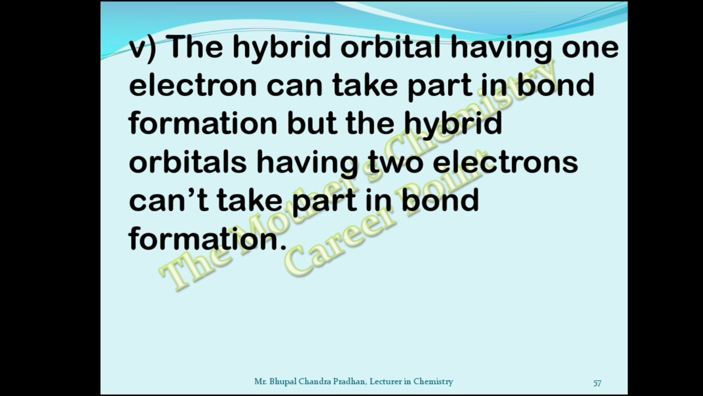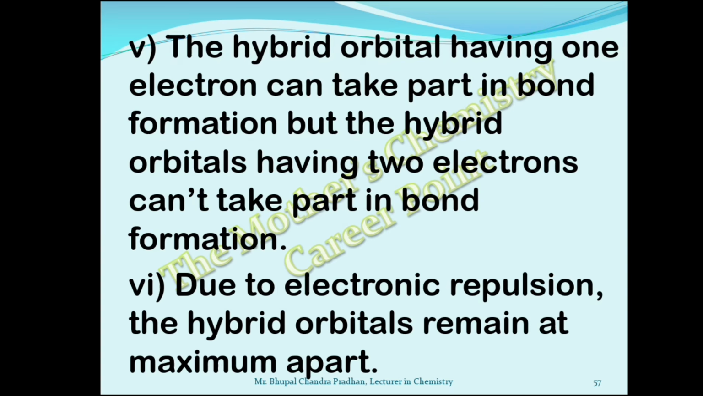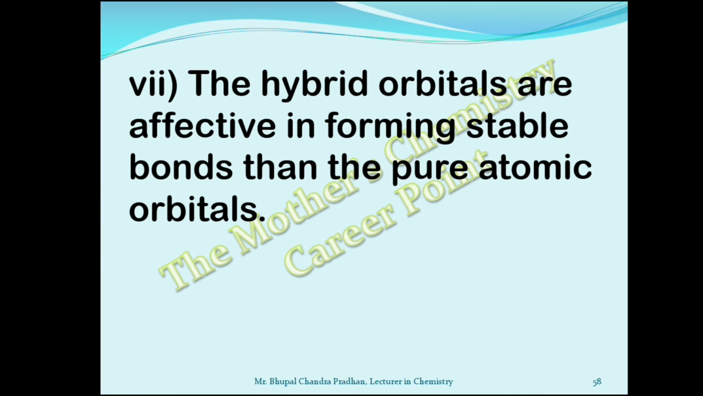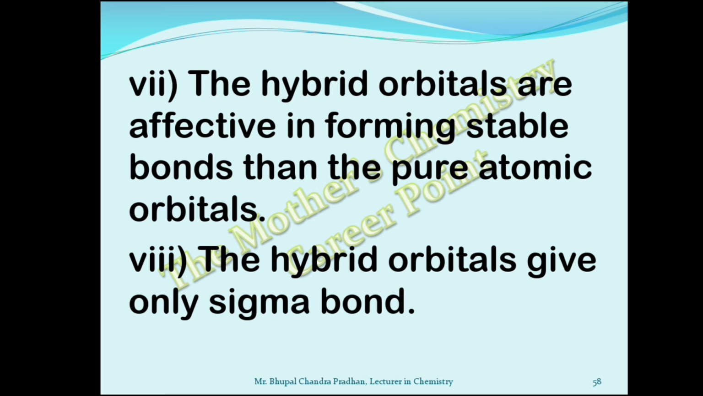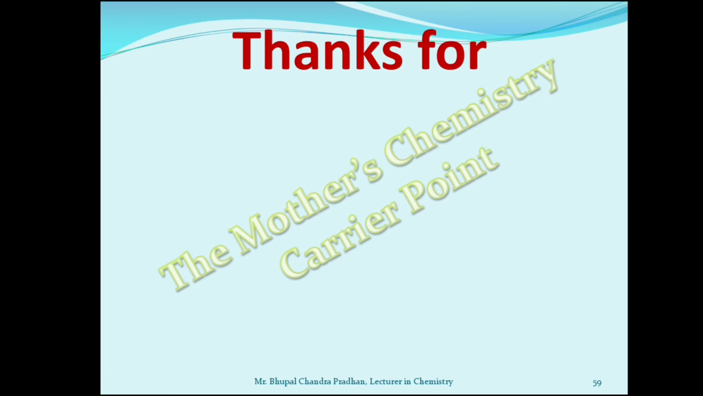The hybrid orbitals having one electron can take part in bond formation, but the hybrid orbitals having two electrons cannot take part in bond formation. Due to electronic repulsion, the hybrid orbitals remain at maximum apart. The hybrid orbitals are more effective in forming stable bonds than the pure atomic orbitals. The hybrid orbitals give only sigma bonds, pi bonds cannot be formed.